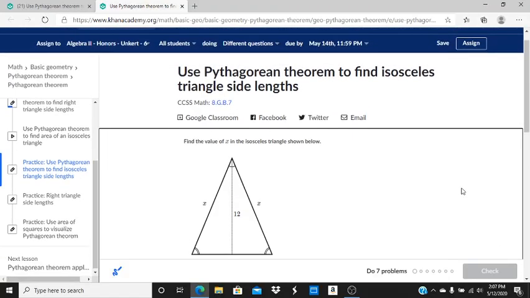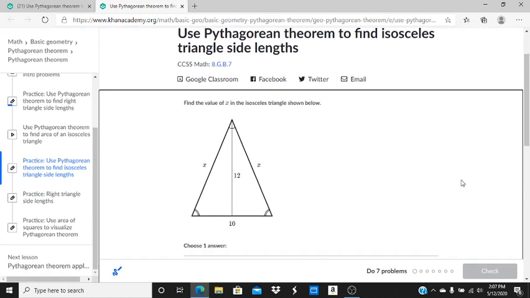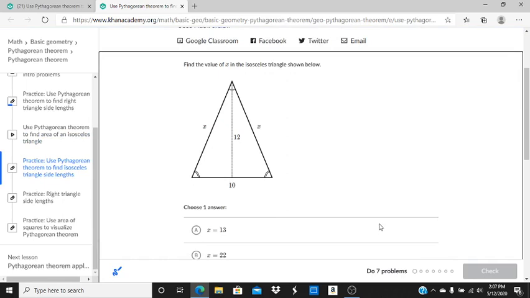Hi, Mr. Eckert here, and in this video I'm looking at a few problems from the Khan Academy assignment, Use Pythagorean Theorem to find isosceles triangle side lengths. Okay. So, we want to find the value of x in the isosceles triangle shown below.